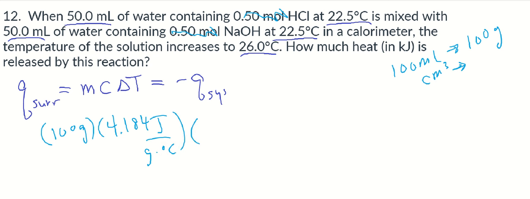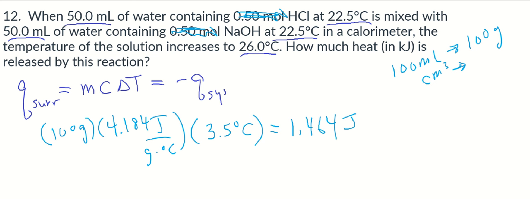And the change in temperature here is 26 minus 22.5, which is 3.5 degrees Celsius. That sign is important, so make sure you do final temperature minus initial temperature. This looks oddly familiar. I feel like it's the same answer as the last problem. All right, 1,464 joules. All the numbers we used have 3 sig figs, so let's take this to 3 sig figs.